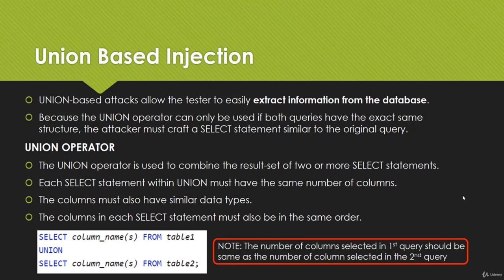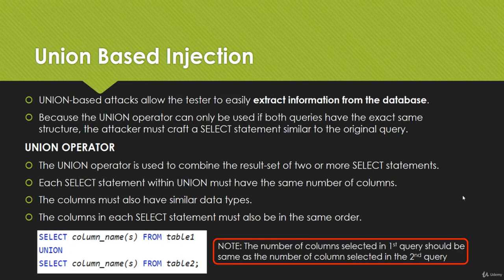Today we will learn about what is union-based injection. Union-based attacks allow the tester to easily extract information from the database. Because the union operator can only be used if both queries have the exact same structure, the attacker must craft a select statement similar to the original query.